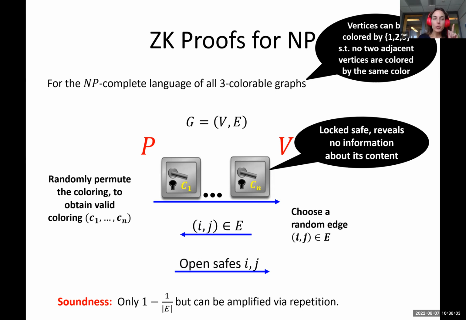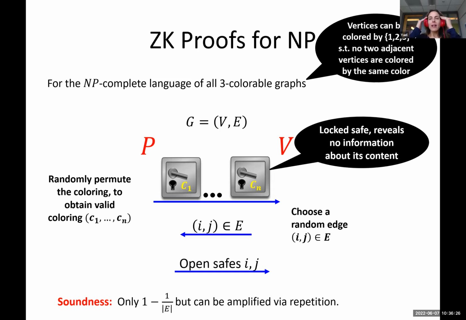But what did I do before I sent the colors? I randomly permuted the colors. Because I randomly permuted them, essentially what he learned is that what he sees in the safes are 2 random distinct colors. So essentially now you're saying he didn't learn anything. He knows what the answer will be.